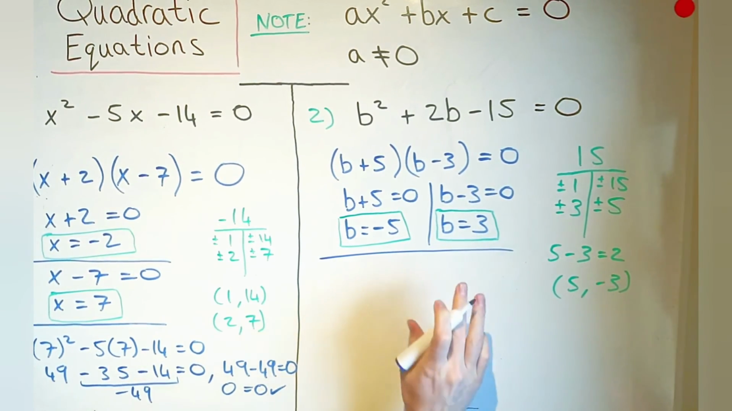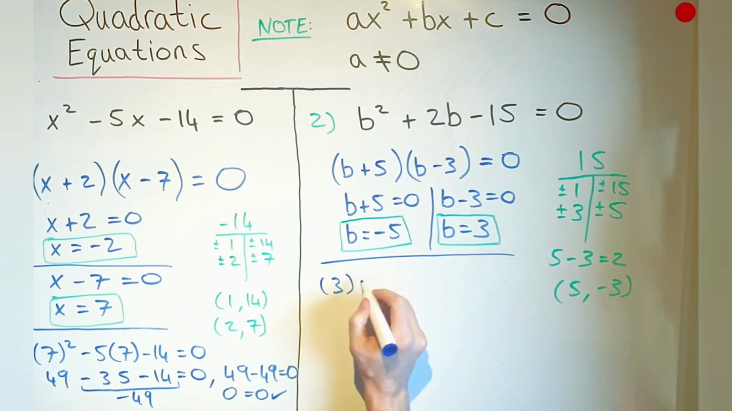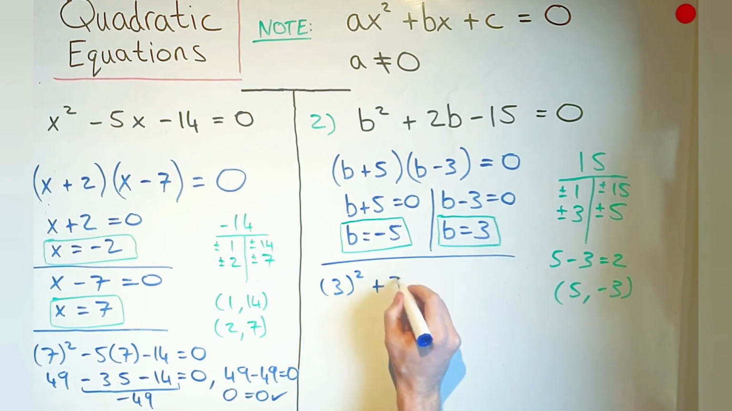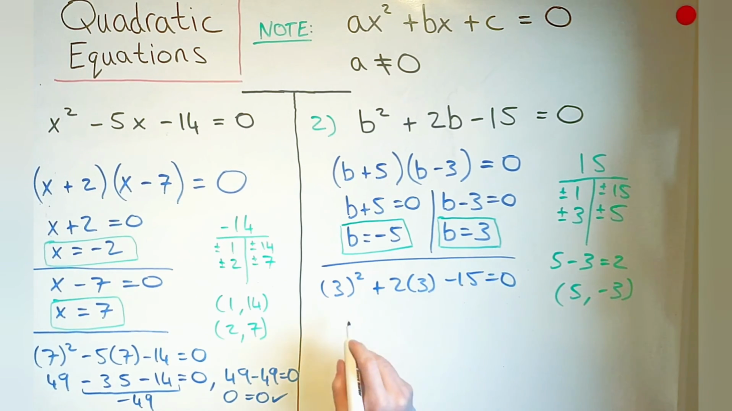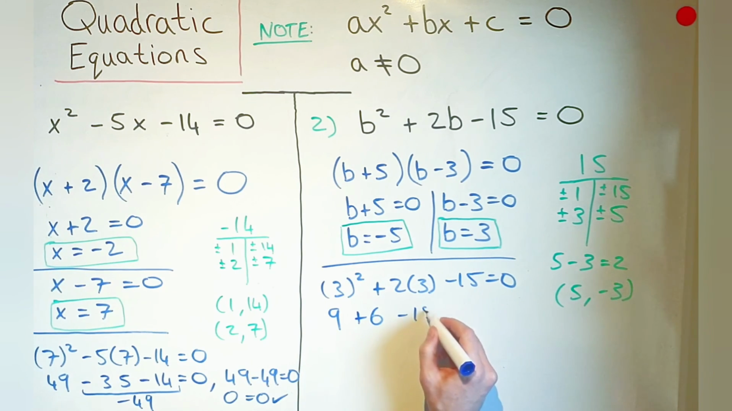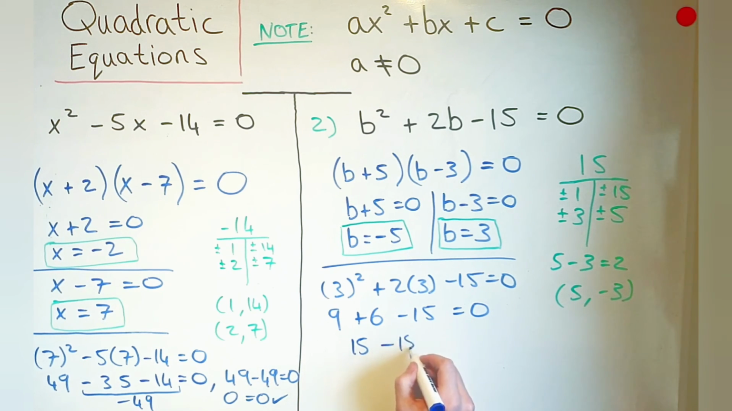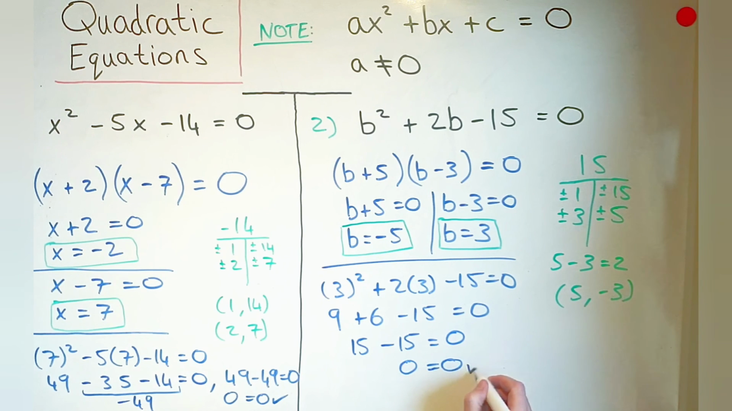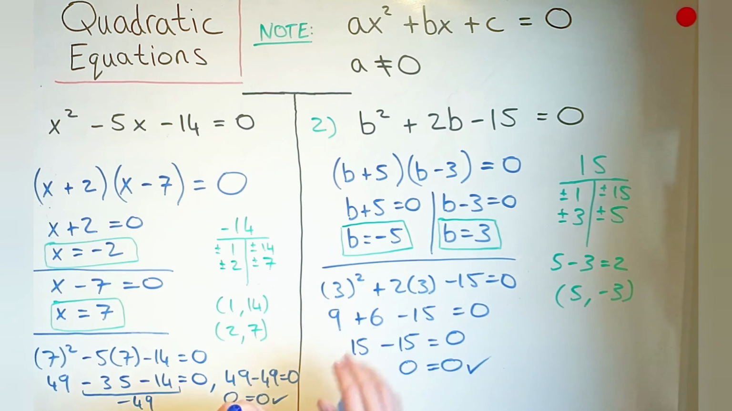Alright, so to verify the second value of b that we found, we're going to plug in 3 into the original equation. So 3 squared plus 2 by 3 minus 15 equals 0. That's going to be 9. That's going to be plus 6. We have a minus 15 equals 0. 9 plus 6 is 15. Minus 15 equals 0, or 0 equals 0. Correct. So once again, we know that the value of b is either minus 5 or 3, as they both satisfy this equation.